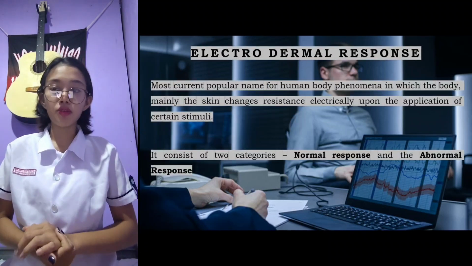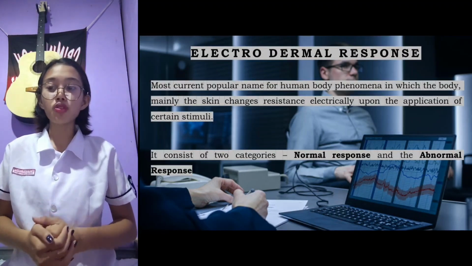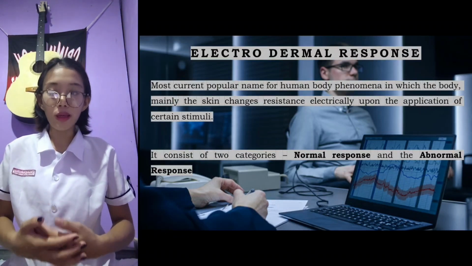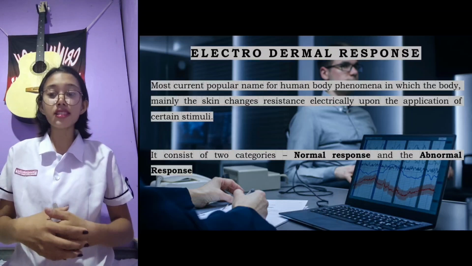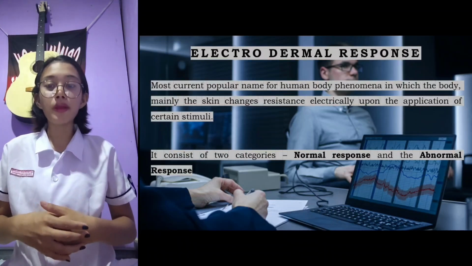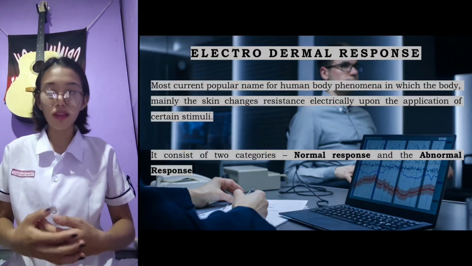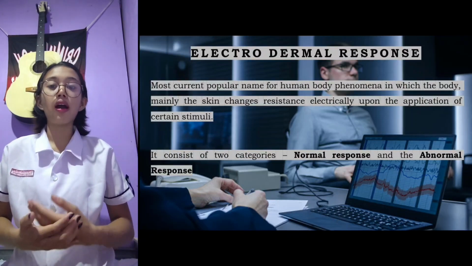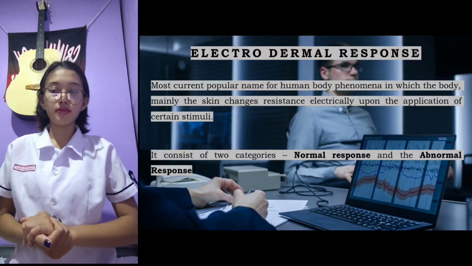So next is electrodermal response. It is the most current popular name for human body phenomena in which the body, mainly the skin, changes resistance electrically upon the application of certain stimuli. It consists of two categories, normal response and abnormal response.